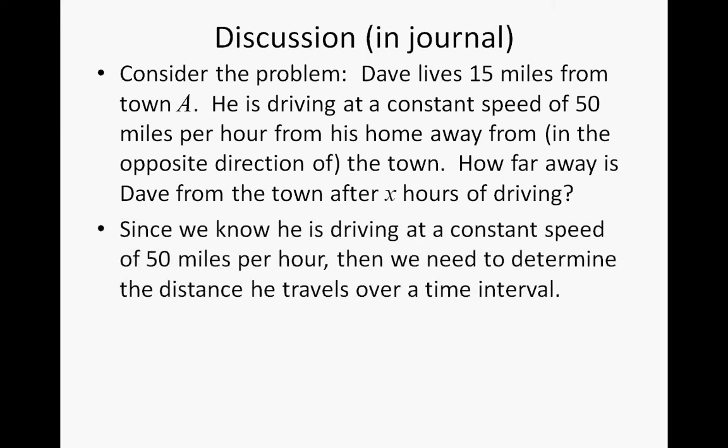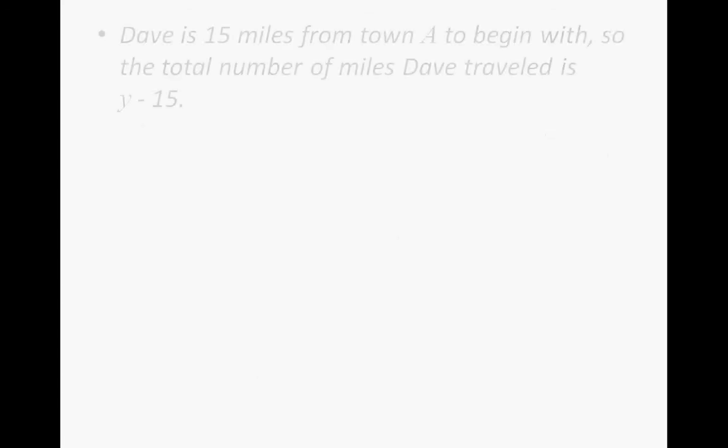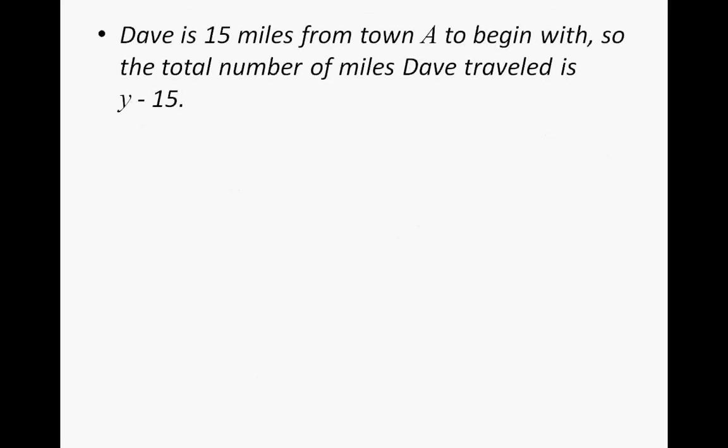Well, since we know that he is driving at a constant speed of 50 miles per hour, then we need to determine the distance he travels over a time interval. If we say that Dave is y miles from town A after driving x hours, how can we express the actual number of miles that Dave traveled? Well, Dave is 15 miles away from town A to begin with, so the total number of miles Dave travels is y minus 15.